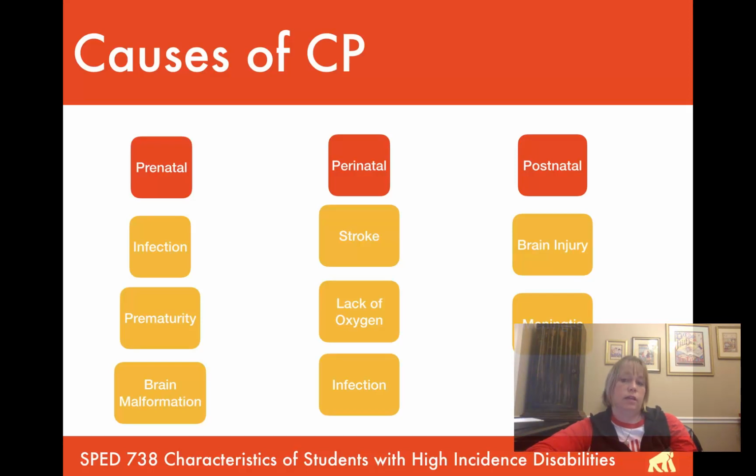After birth, postnatally, sometimes we can see brain injuries that cause orthopedic impairments like CP, or even things like a meningitis infection can contribute to CP. So just kind of things to be aware of as you're working with students with CP. I think it's always helpful to know the root cause if the parents know that and if that information is available to you, just to give you some understanding of where that student is coming from and some of the symptoms that they may have.